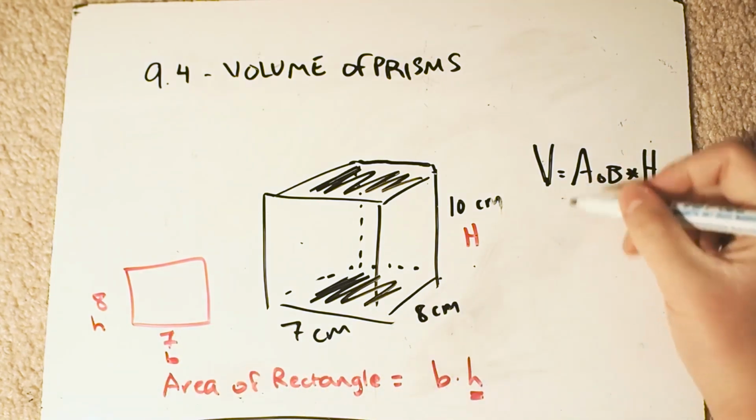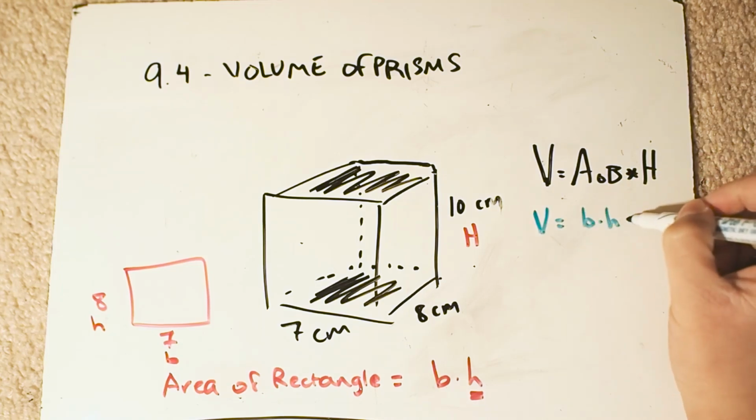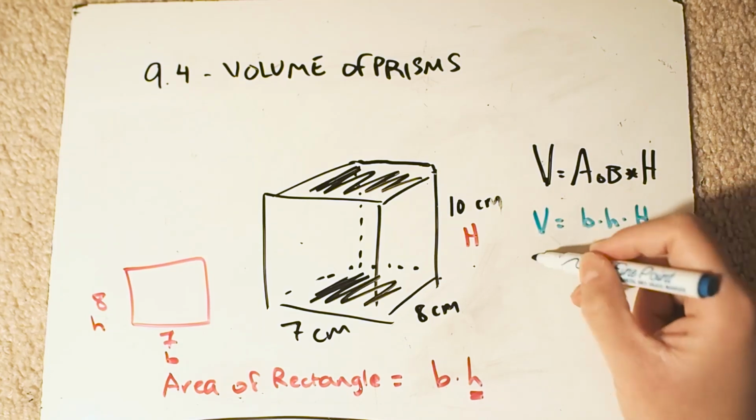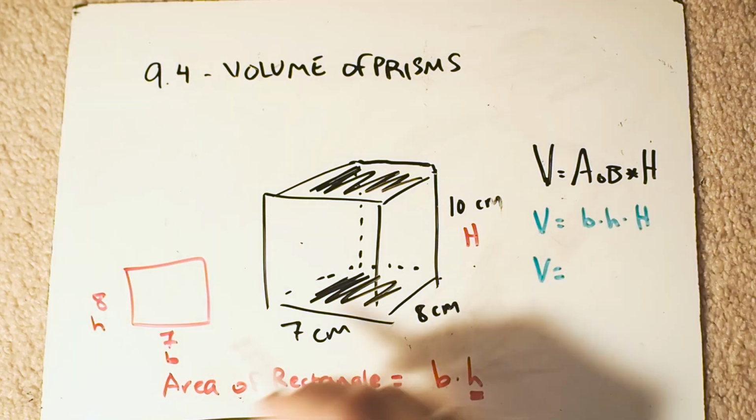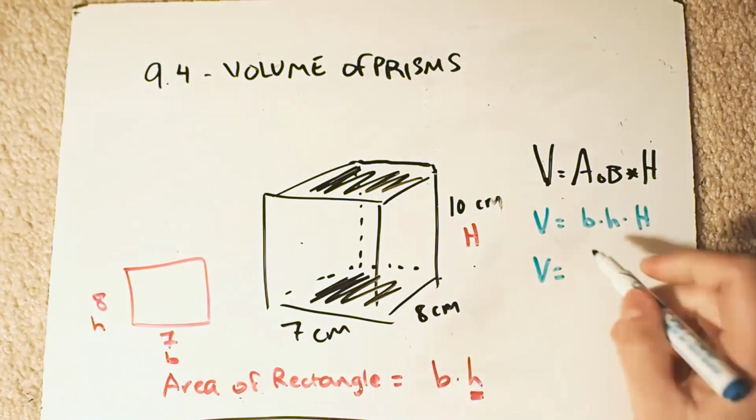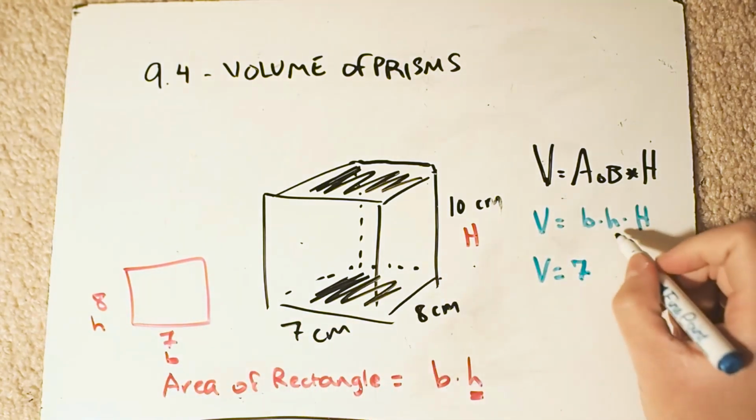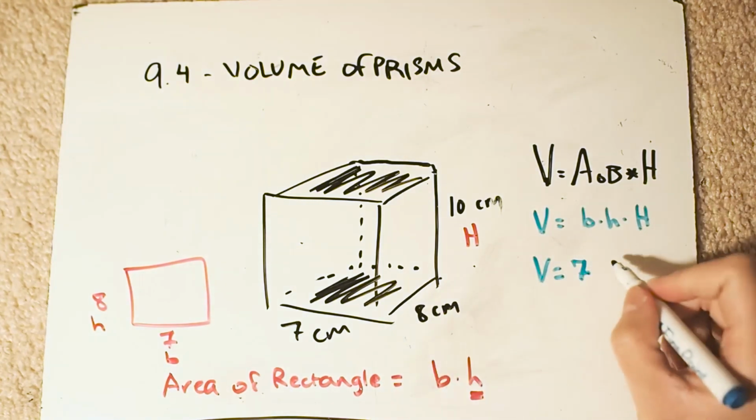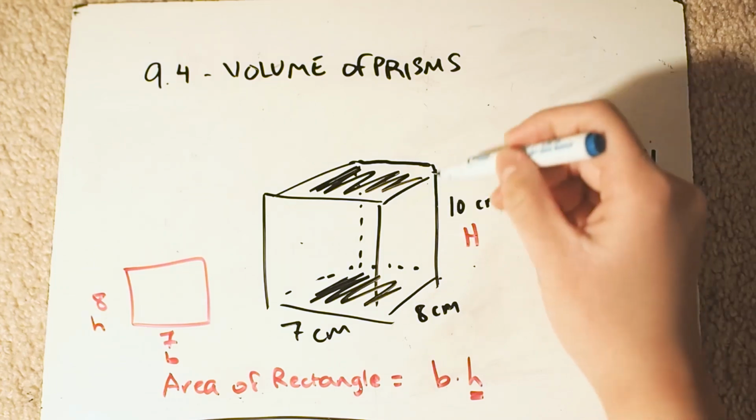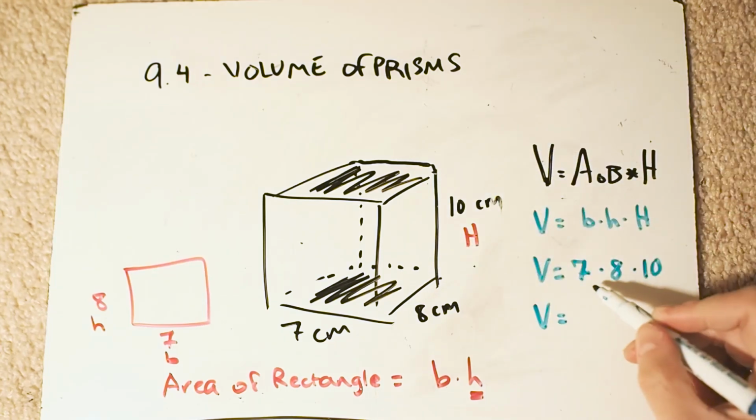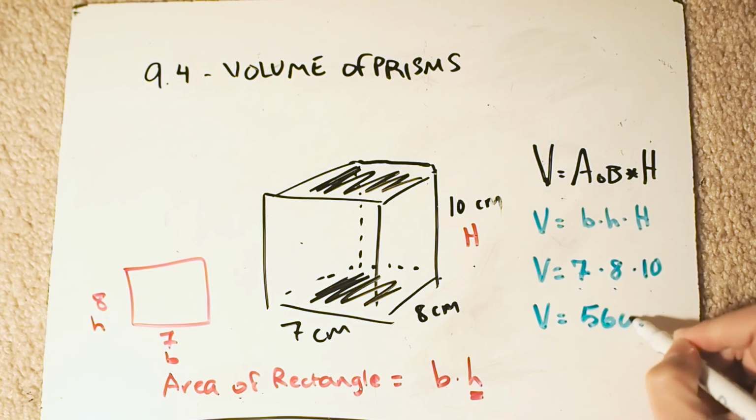So over here we're going to start filling this in. The volume is little base times little height times the big height. Remember that I always write my formula first and then I just fill in all the things that I know. The little base here is 7. The little height of the base, so the height of the base here is 8. And the big H, the distance between the sandwich faces of the prism, is 10. So 7 times 8 is 56, times 10 is 560.